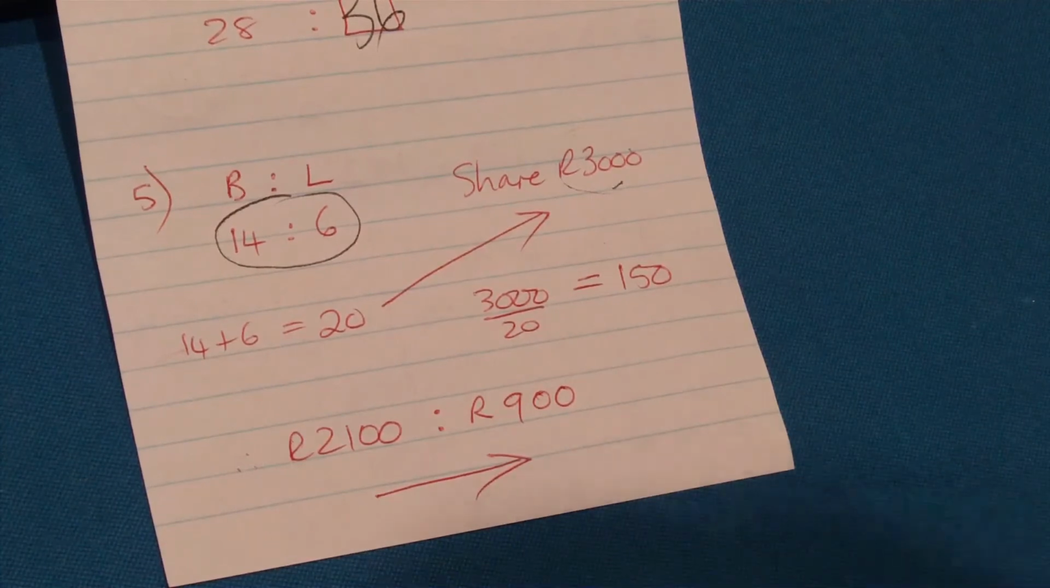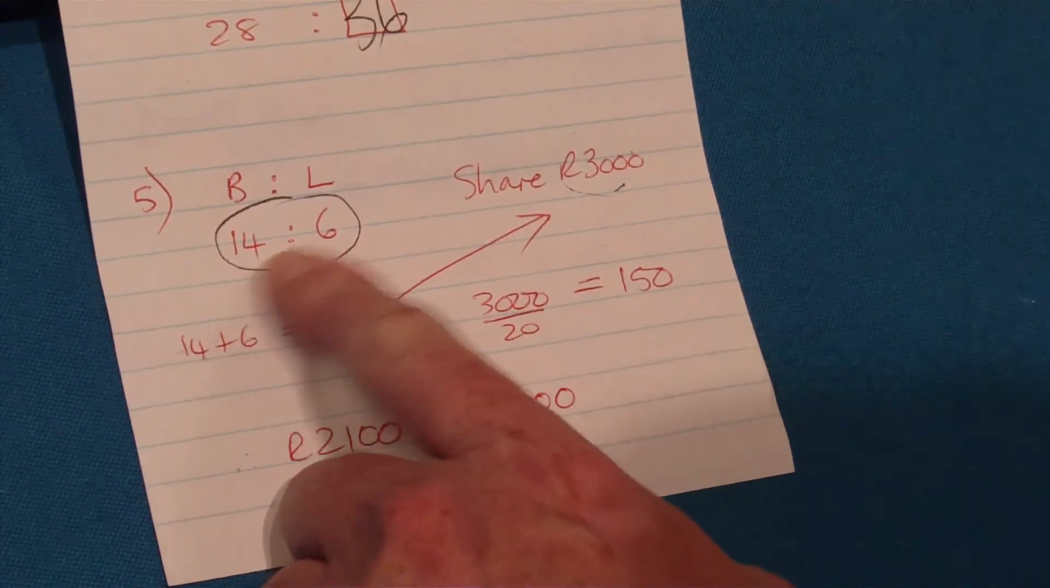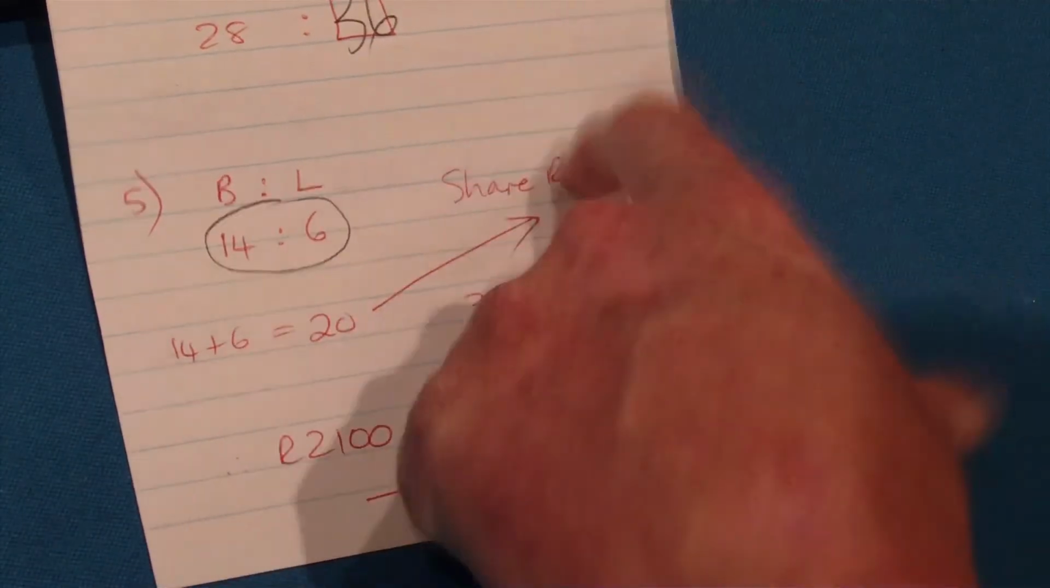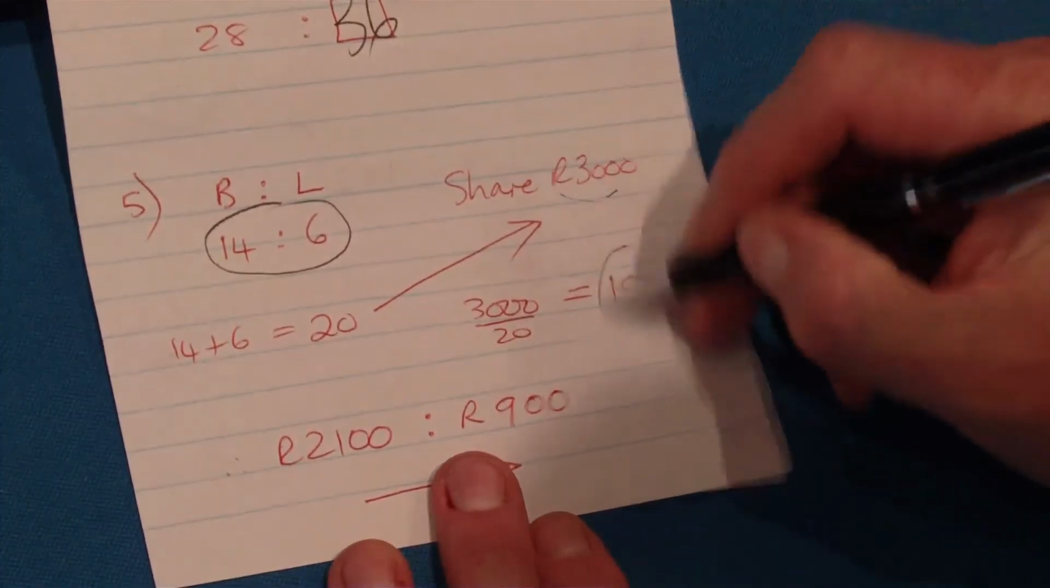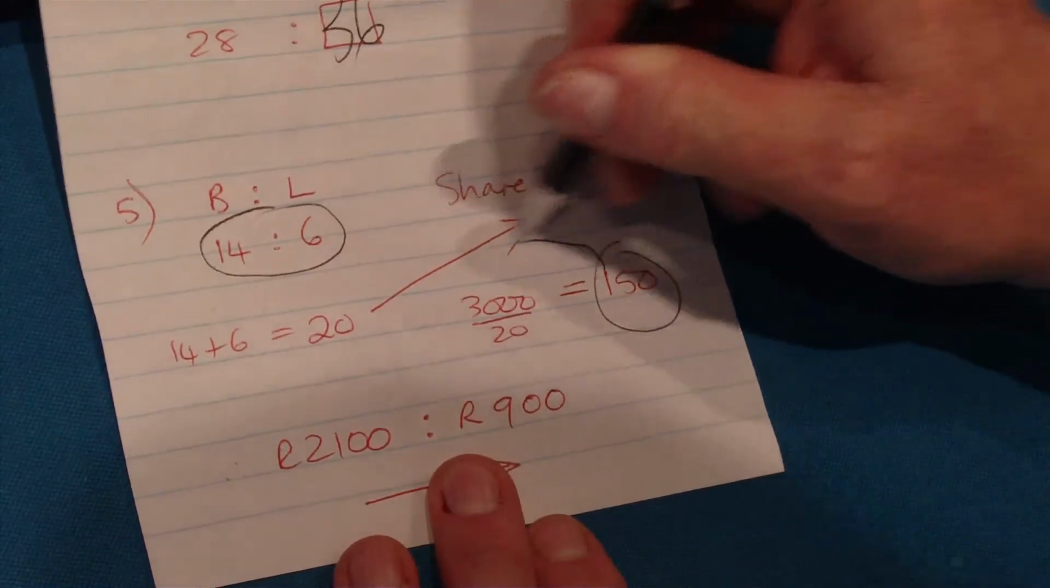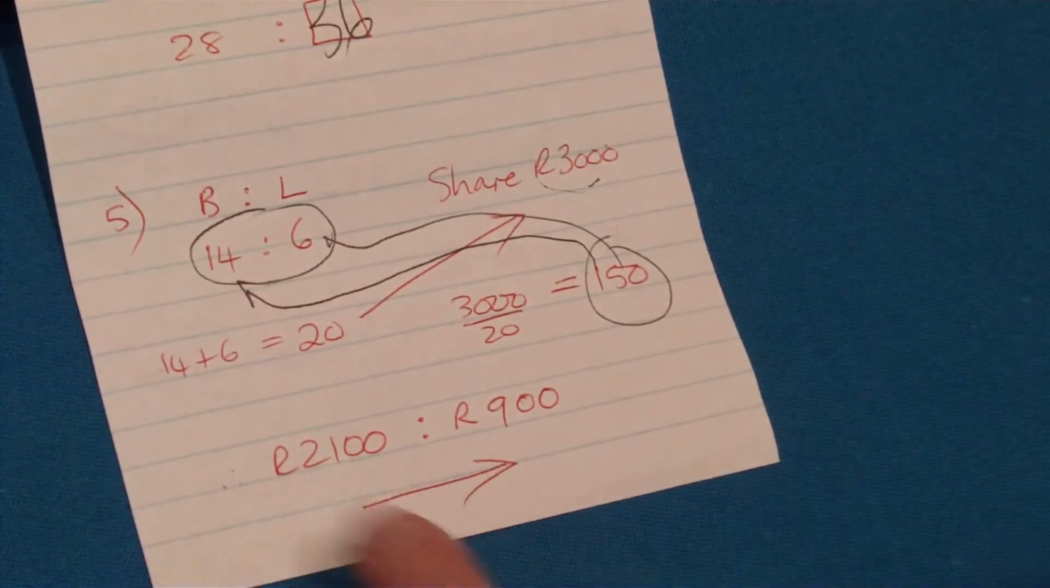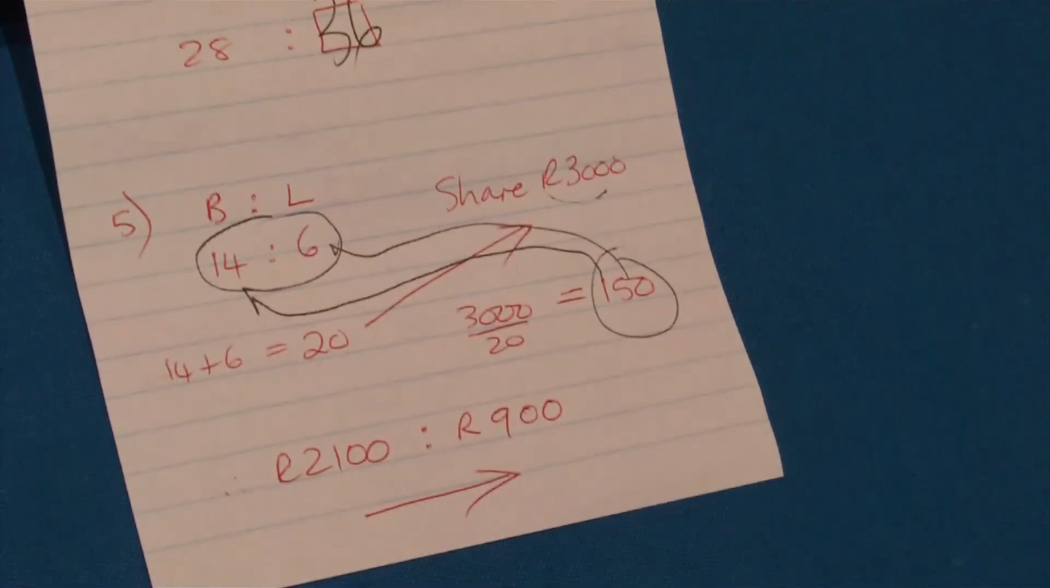So it's exactly the same as all the others. Add the two digits in the ratio together. 14 plus 6 is 20. Divide 20 into 3,000. Goes in 150 times. So your answer will be 150 times 14 and 150 times 6. So it's 2,100 to 900.